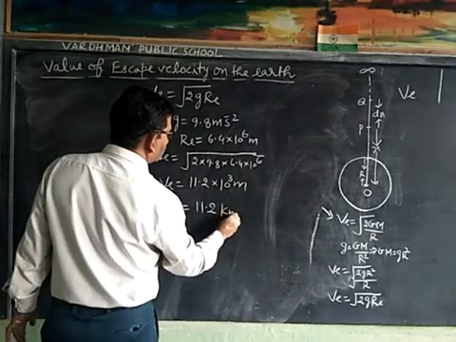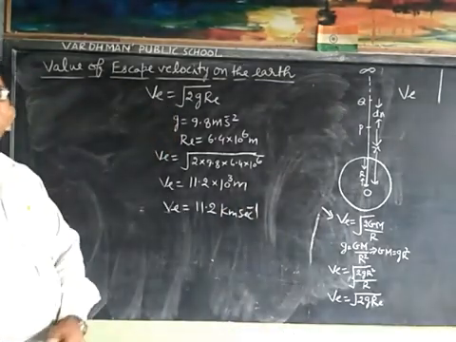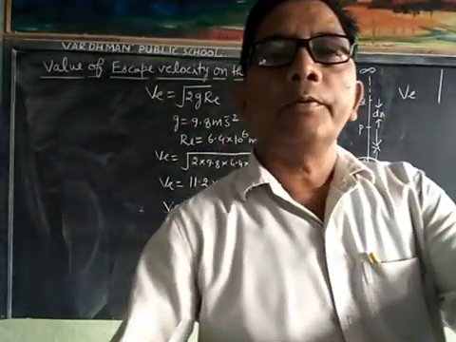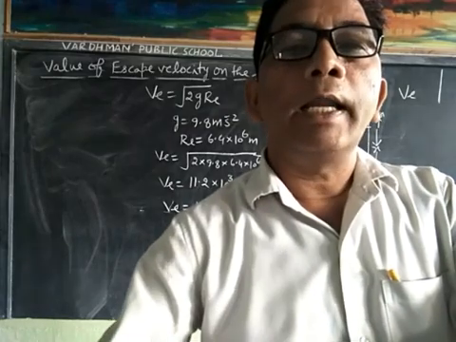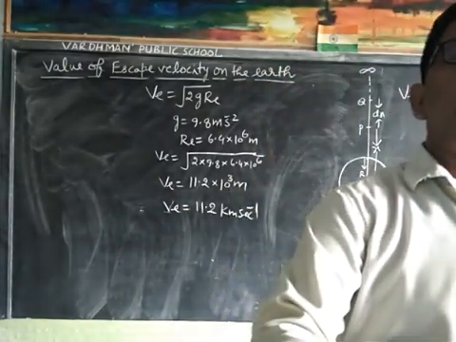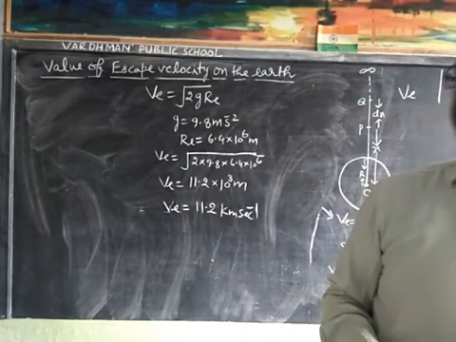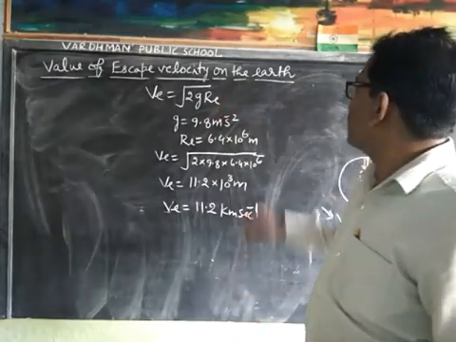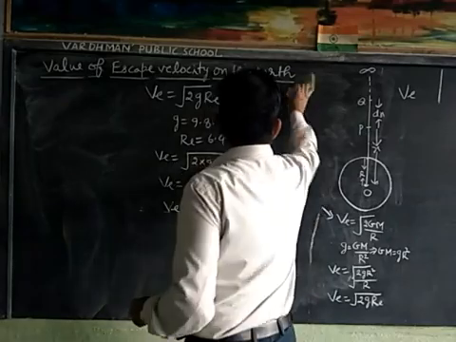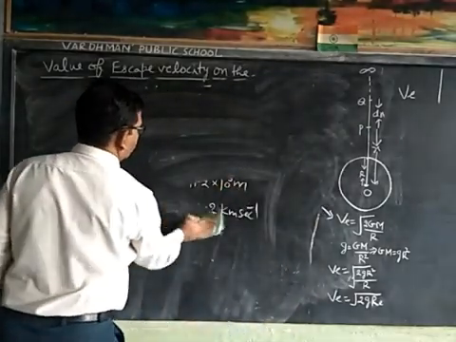That is, VE is equal to 11.2 kilometer per second. If we throw the body with a velocity of 11.2 kilometer per second, then it will never return to the Earth. Similarly, we can find the value of escape velocity on the Moon.